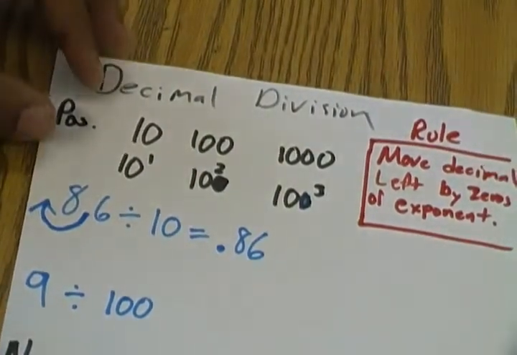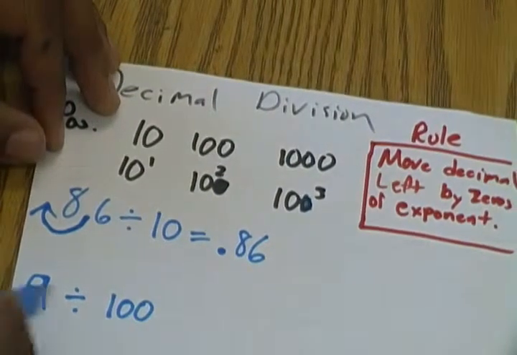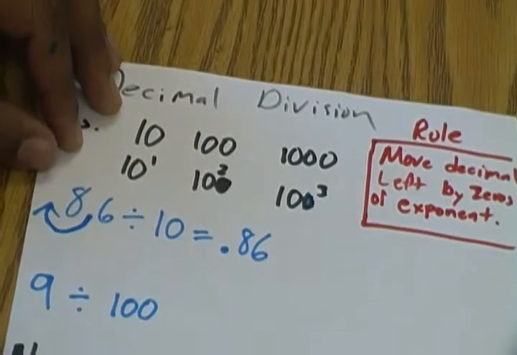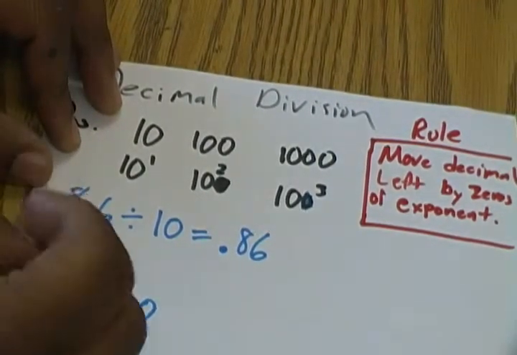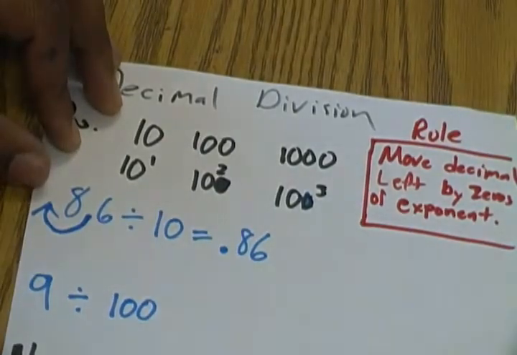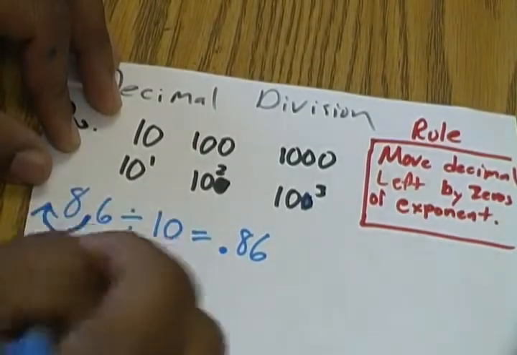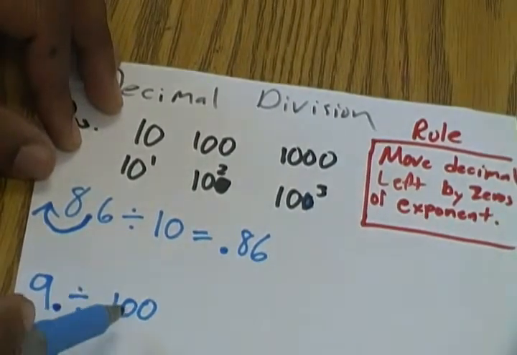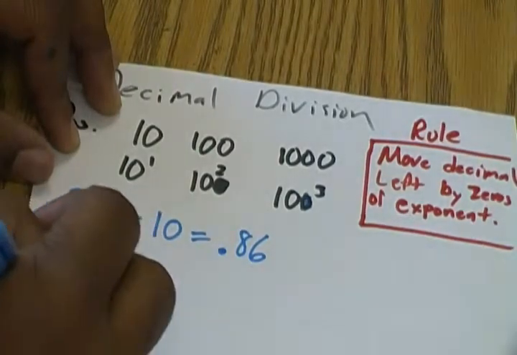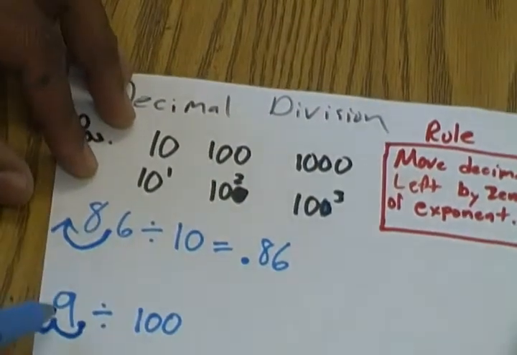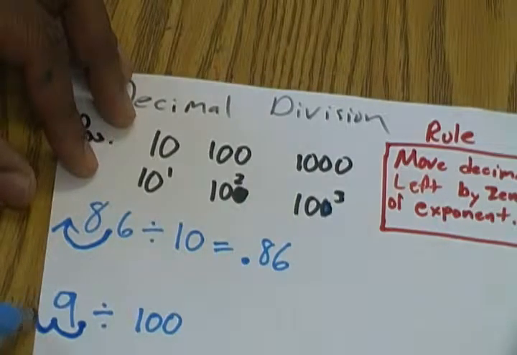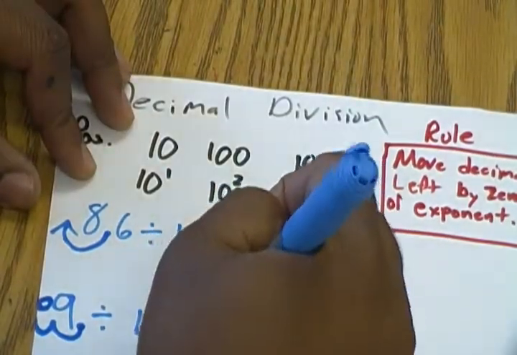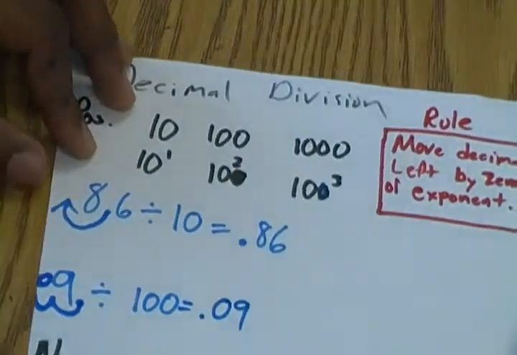On your next one, let's say we have 9 divided by 100. I said this before, and I'm going to keep saying it because sometimes the kids still don't get it. When you're dividing and you don't see a decimal, the decimal is always behind the number. In this case, it's behind the 9. Dividing by 100, there are 2 zeros, so that means 2 hops, 1, 2. There's only one hop and then there's nothing, so we have to put a placeholder 0. Our answer is going to be 9 hundredths.